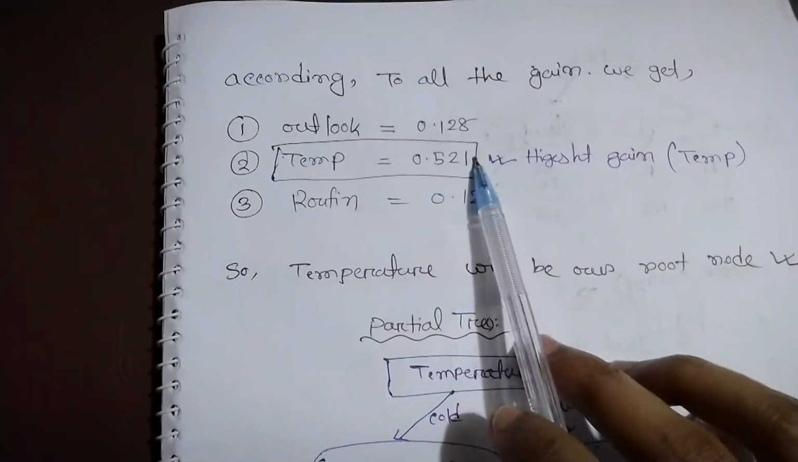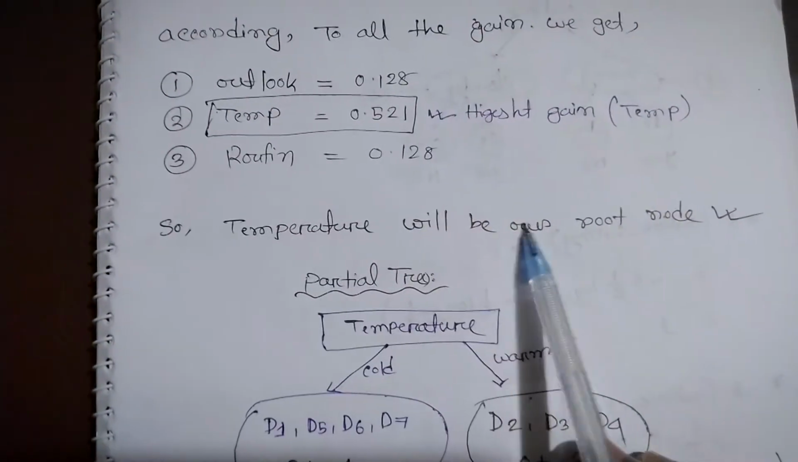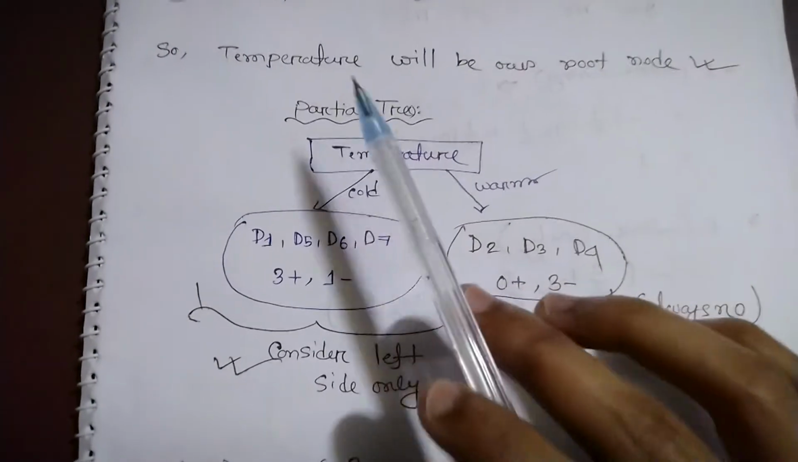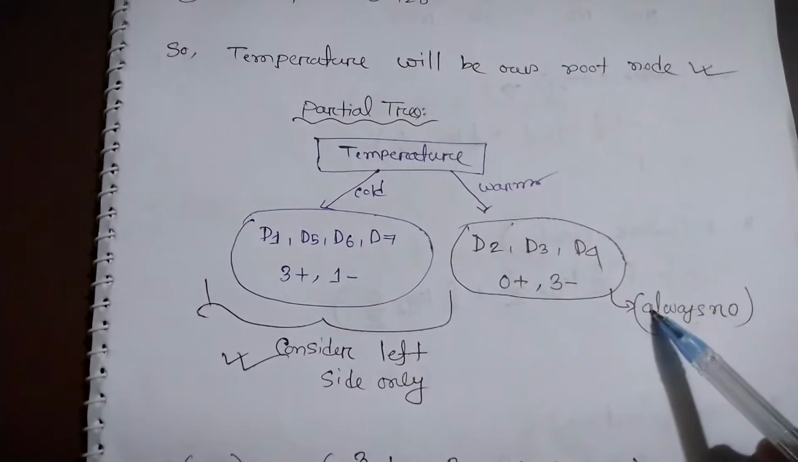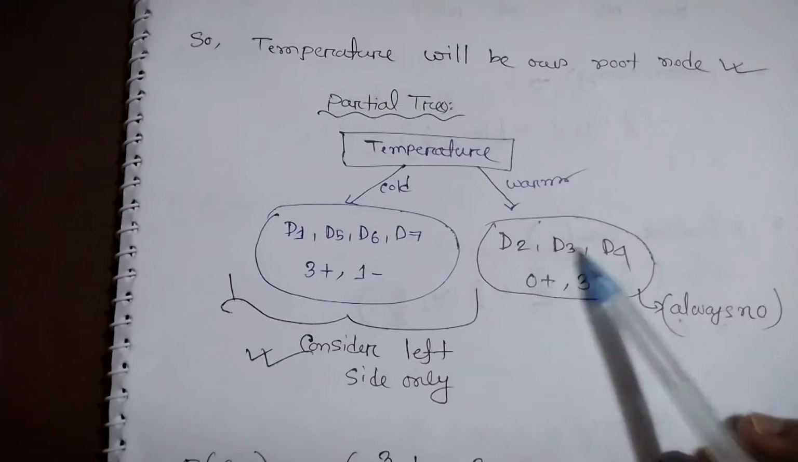So our highest value is temperature. The highest gain we get is from temperature, so temperature will be the root of our node. So let's build our partial tree. The partial tree would be temperature. If it is warm, then always no. So D2, D3, D4, we don't need to calculate these indexes.